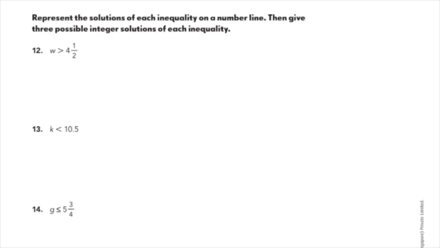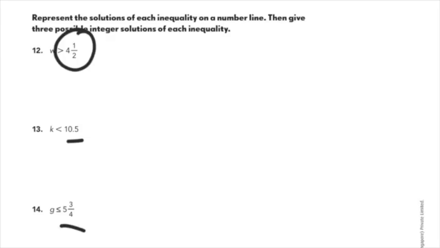Okay, and the next part, what we're going to do is represent the solutions of each inequality on a number line, then give 3 possible solutions. So you notice these have fractions and they also have decimals. So first of all, when I do this, what you should look at is this. This one's 4.5. So I would go up by halves. So 4.5, 5, 5.5, and so forth. This is 10.5, so 10.5, 11, and so forth. 5 3/4, I would go up and down by quarters, and so forth.